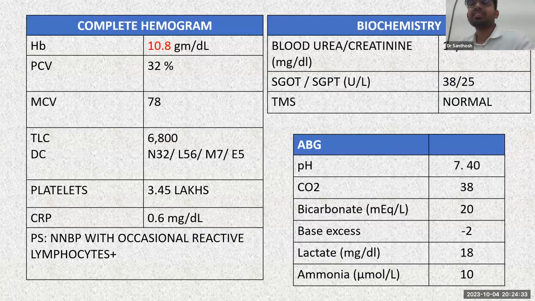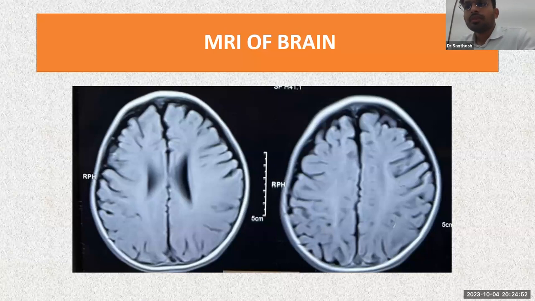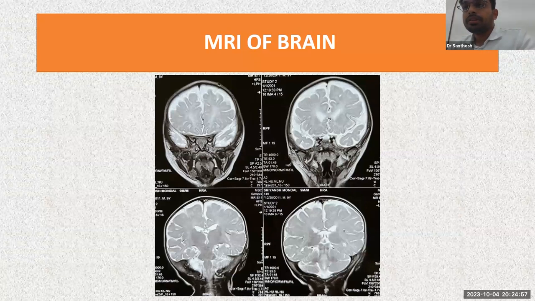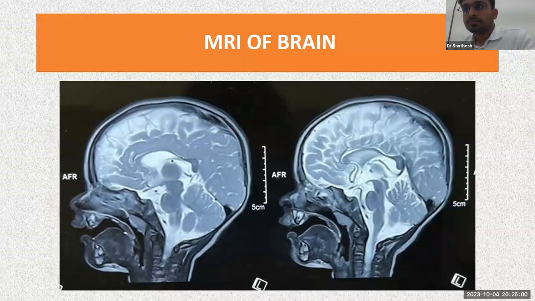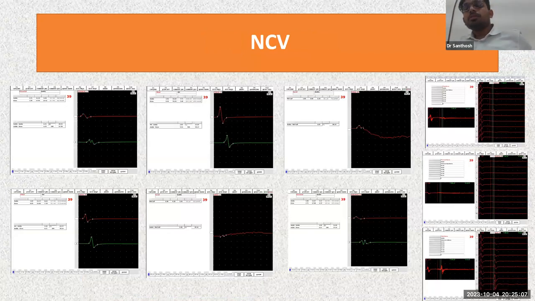Coming to the investigations, baseline investigations were more or less normal with just mild anemia, hemoglobin 10.8, and metabolic workup was normal. Ophthalmic and hearing evaluation was normal. MRI brain showed cerebellar atrophy with corpus callosum hypoplasia with thinning, as well as cerebral atrophy. Here, cerebellar atrophy is evident. Mild hypomyelination is also noted in this image. EEG done was normal at our center, following which NCV was done. NCV was also normal.